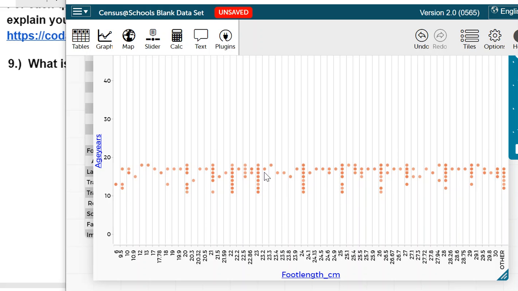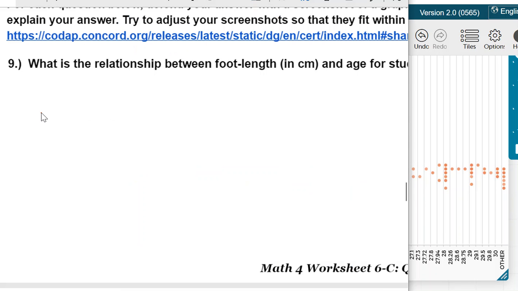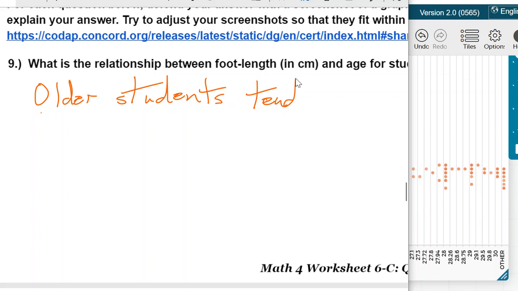Now there are some that are not in the clusters like this, up at the top of the graph, as it were. And again, this is the kids that are 16, 17, and 18. So they apparently had more responding. And those that were older had a tendency to respond more accurately. That's an observation. That doesn't answer the question, what's the relationship between foot length? Well, I don't know. Maybe that is a relationship that you say that older students tended to respond more accurately.